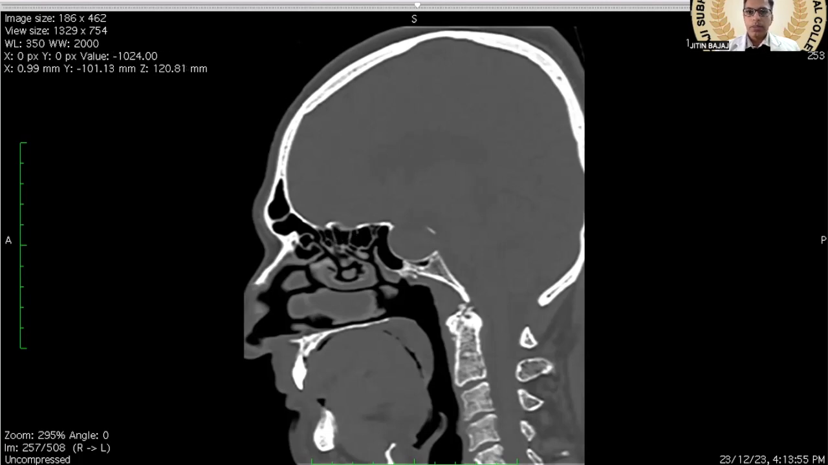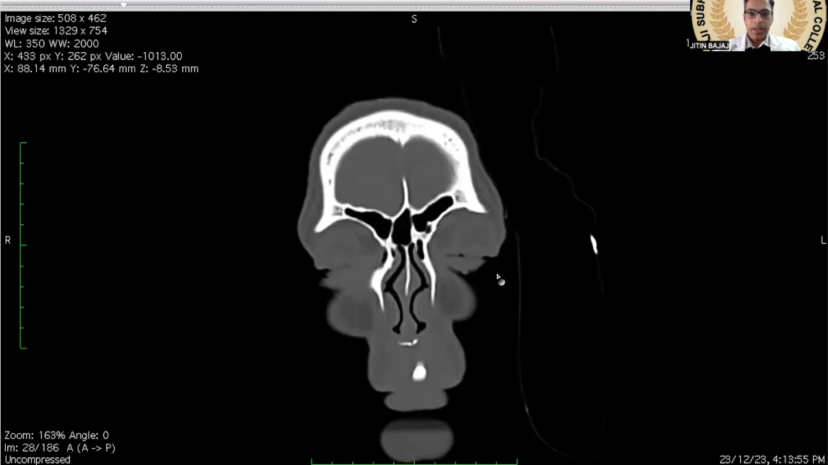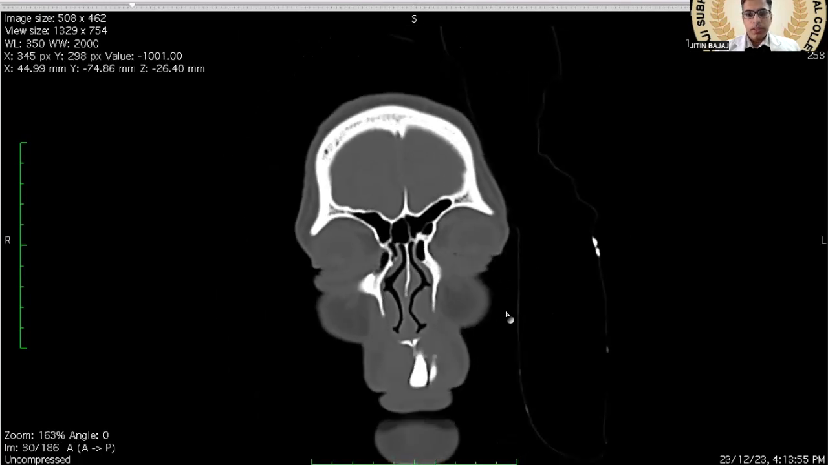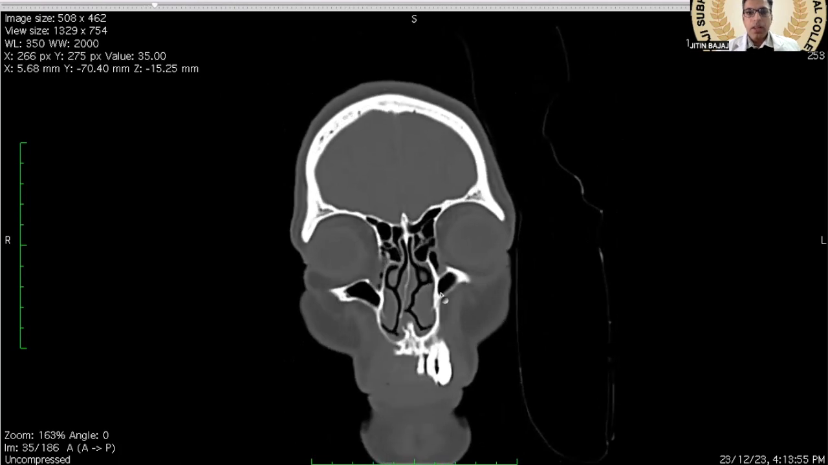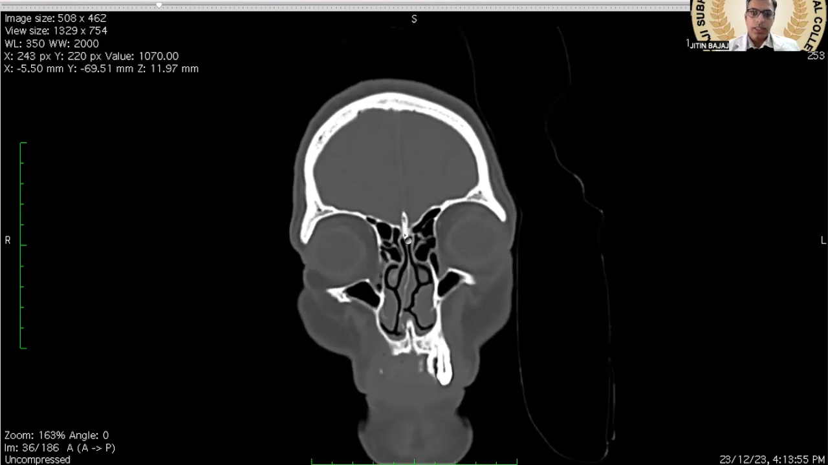So, coming back to the coronal sections, the agger nasi cell. Now, as we go posteriorly, we start to see the maxillary sinuses. When the maxillary sinus has started, that means the frontal sinus has finished. Also, the crista galli is starting, which also marks that the frontal sinus has finished. The crista galli is the superior projection of the nasal septum. This is the crista galli.